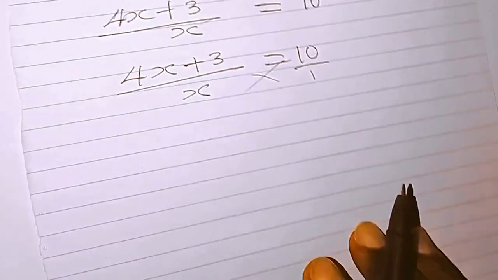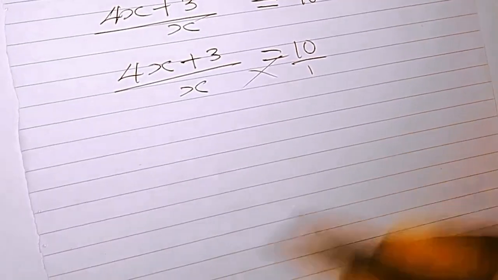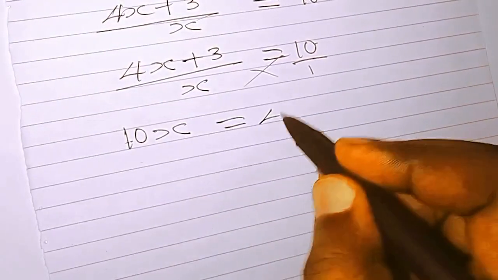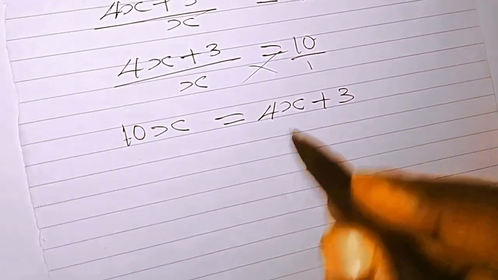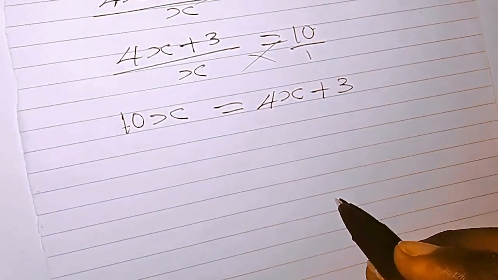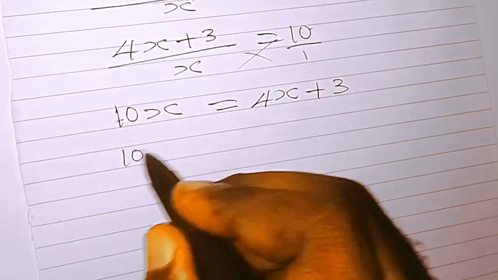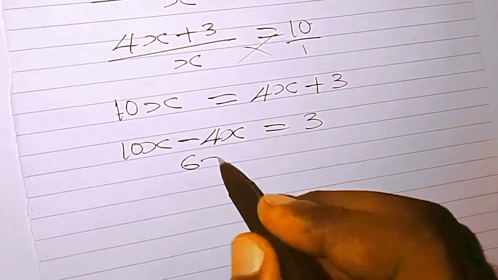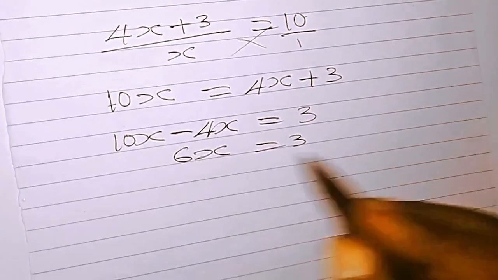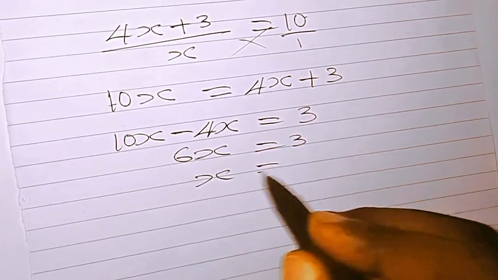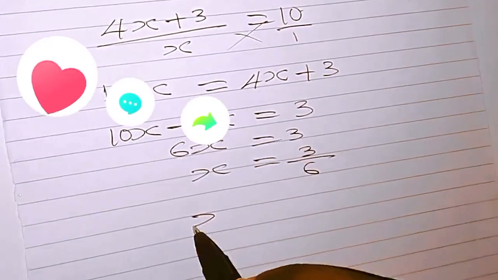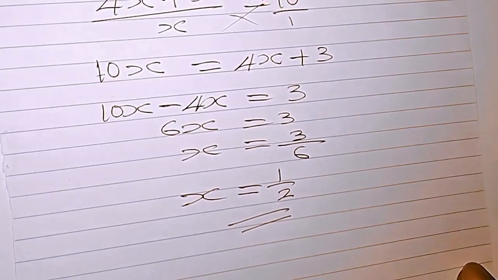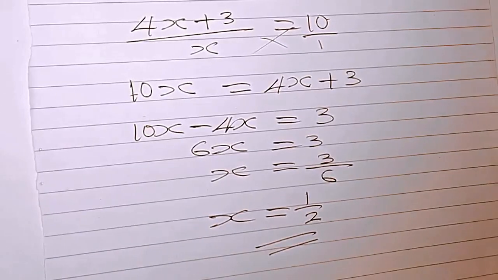We can just do cross multiplication so that we can obtain the value for x. Therefore, this becomes 10x, that's 10 times x, equal to 4x plus 3. And of course, we need to move this to the other side of the equality sign, and that becomes 10x minus 4x equal to 3. And then this is 6x equal to 3, dividing both sides by 6. This becomes x equal to 3 over 6. And finally, our x is 1 over 2. So that's how to obtain the value for x in such a log equation.